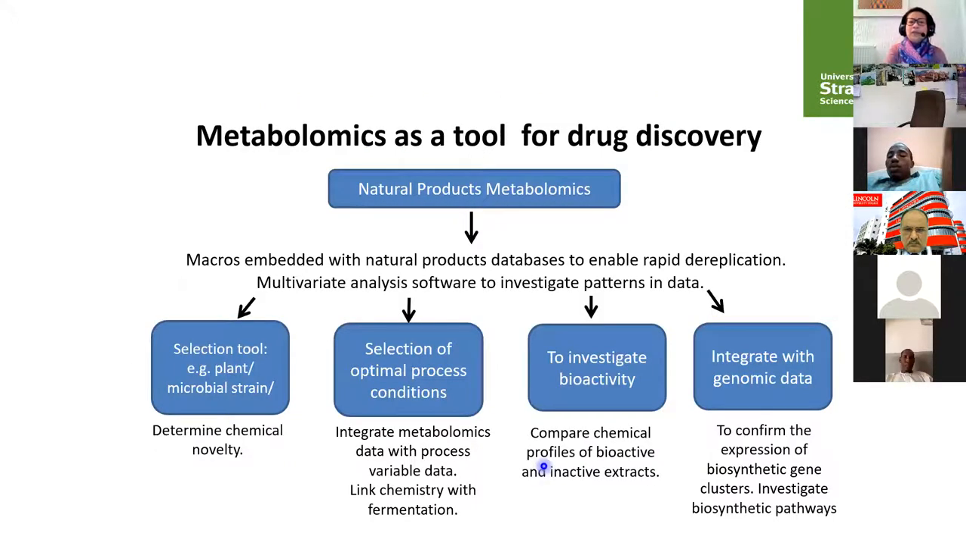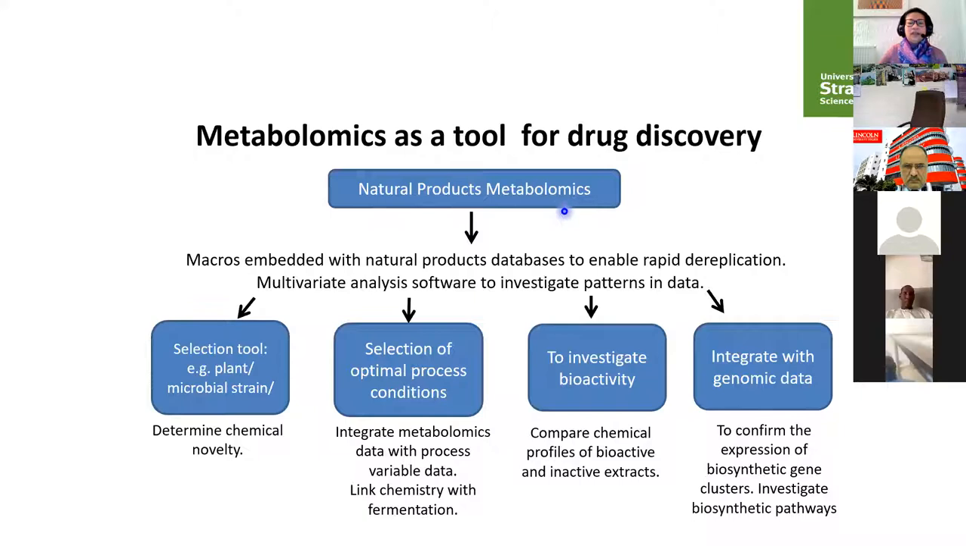So how do we apply the metabolomics approach as a tool in drug discovery? As I've said, it could be called in the literature natural products metabolomics or secondary metabolomics. So these are the objectives, or what is the process really involved in a metabolomics approach. First, macros are embedded within a natural product database to enable a very efficient and rapid replication. This is important because you want to work with novel metabolites, okay? And second is to use multivariate analysis to investigate patterns in data.